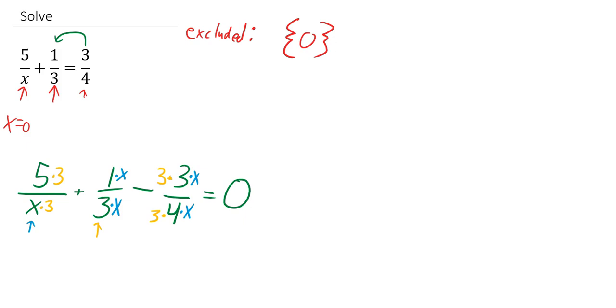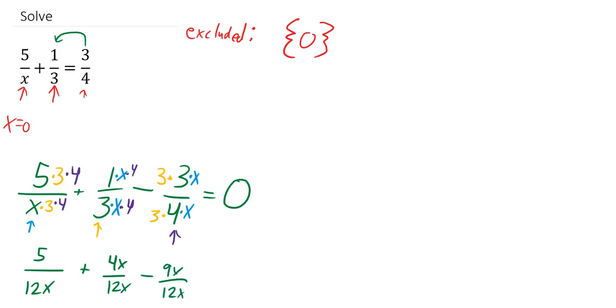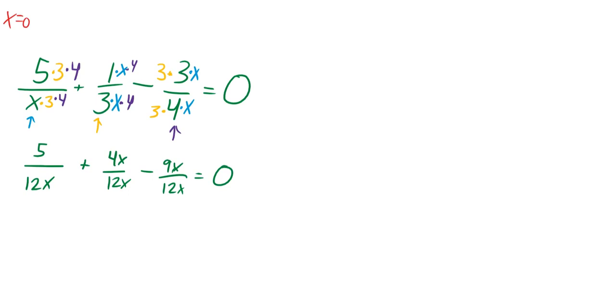Now all the denominators almost match, except there's this 4 in the third denominator that's not in the others. So I'll put a times 4 and a times 4. Now all of my denominators are the same. All of my denominators are 12x. I have 5 over 12x plus 4x over 12x minus 9x over 12x equals 0.